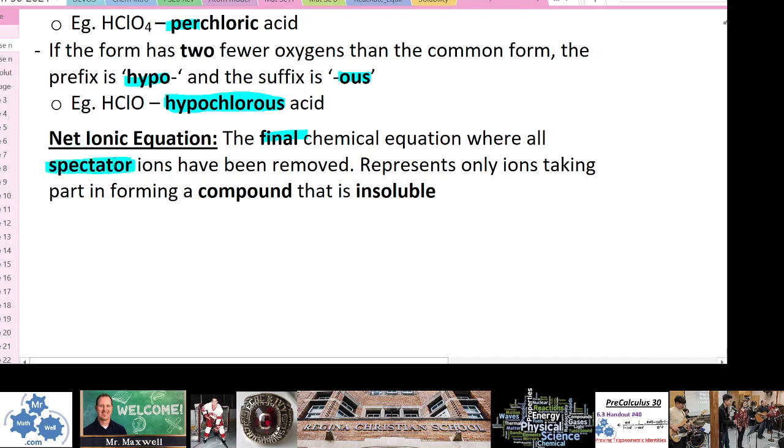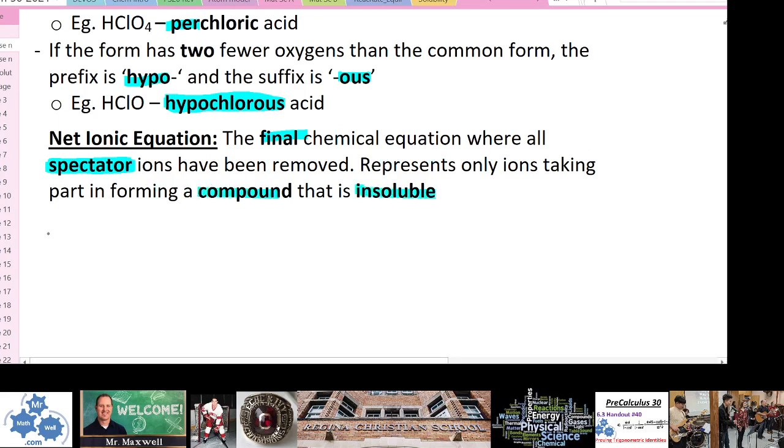That makes sense because if you're going to a game, there are players and there are spectators. The players would be the ions that are actually involved in the game, and the spectators would be the fans just sitting there watching, or they brought the players to the game. So the spectator ions kind of bring the players to the equation. Let's do a little example. I should highlight these two: they represent only the ions taking part in forming the compound that is generally insoluble.